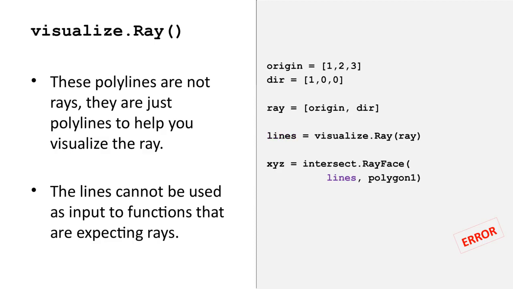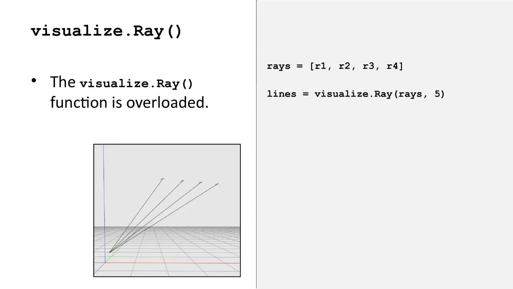Note that the visualize.ray function does not generate a ray entity. It only generates some standard polylines. The polylines that it generates cannot be used in functions that are expecting a ray. Lastly, the visualize.ray function is overloaded. If you pass in a list of rays, it will visualize all the rays.